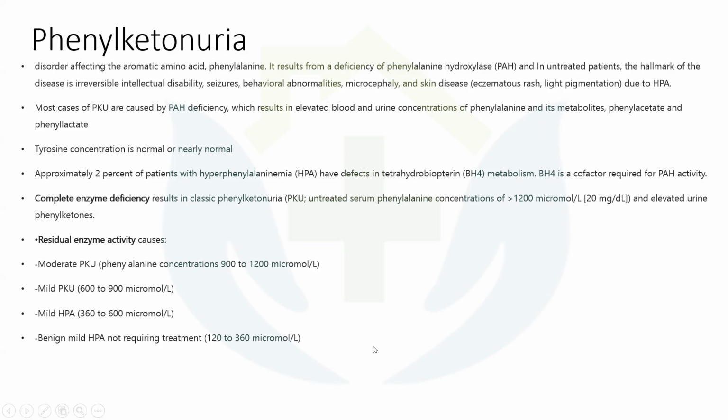So in enzyme deficiency, there are variable degrees. If there is complete deficiency, in such cases the phenylalanine concentration will be very high in the serum, greater than 1200 micromoles per liter, and the urine will also be very elevated. But if some enzyme activity is there, then depending on that, the phenylalanine concentration will be a different, variable amount. We can categorize it as mild phenylketonuria or moderate phenylketonuria, like that.